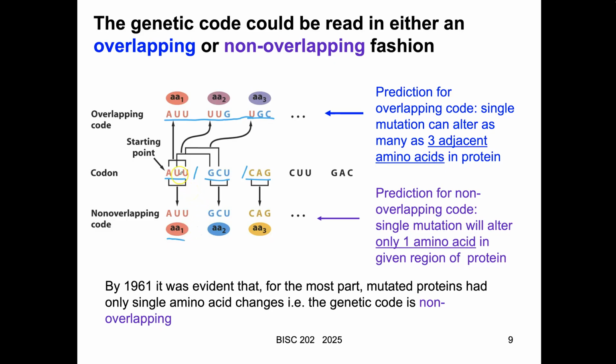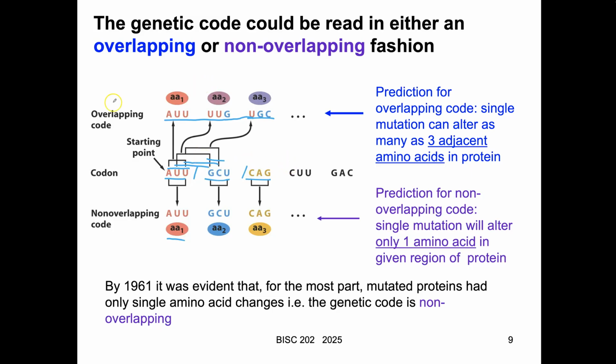But if you think about a gene and you think about being really super efficient, one possible way could have been reading it as an overlapping code. So the AUU would be the first codon, and then UUG would be the next one, and then UGC would be the next one, and then GCU, and so on.